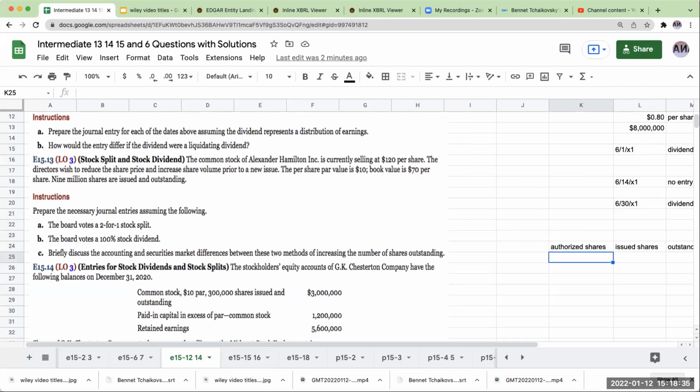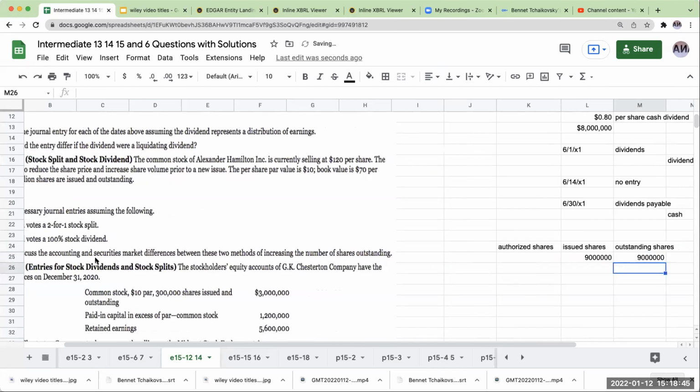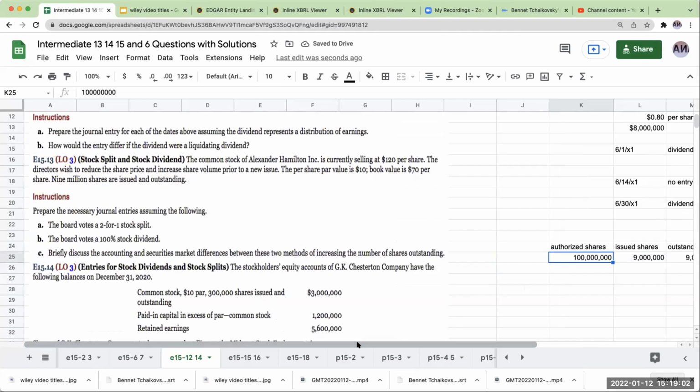So right over here, we don't know what the authorized shares are, but it tells us that 9 million shares are issued and outstanding. Okay, so those are issued and outstanding shares. And the other thing to keep in mind is that the authorized always has to be greater than the issued and outstanding. So I'm just going to make an assumption here. We're just going to say that the company had 100 million shares authorized.